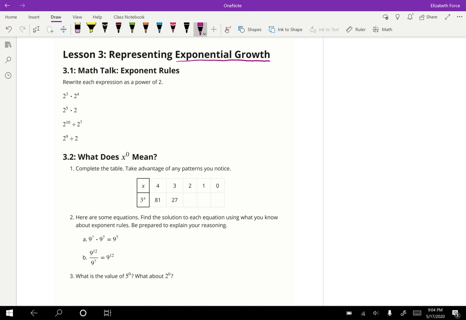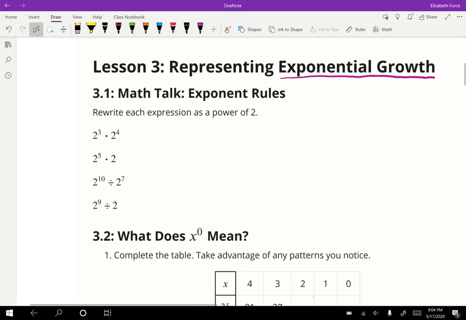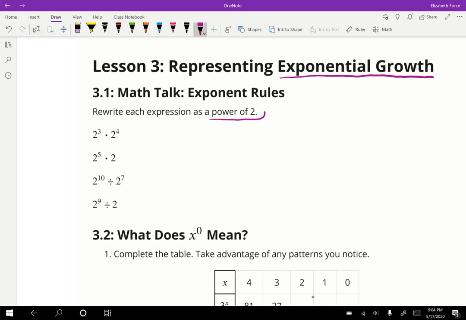In 3.1, they're revisiting math exponent rules. And they wanted you to rewrite each expression as a power of 2. So that basically means 2 to some power. So in this first one, they're doing 2 to the third times 2 to the fourth.